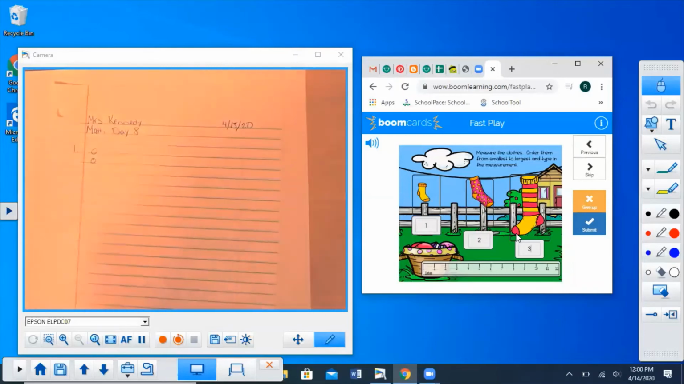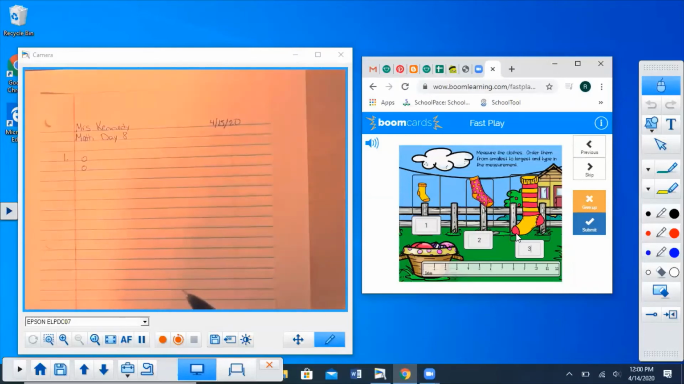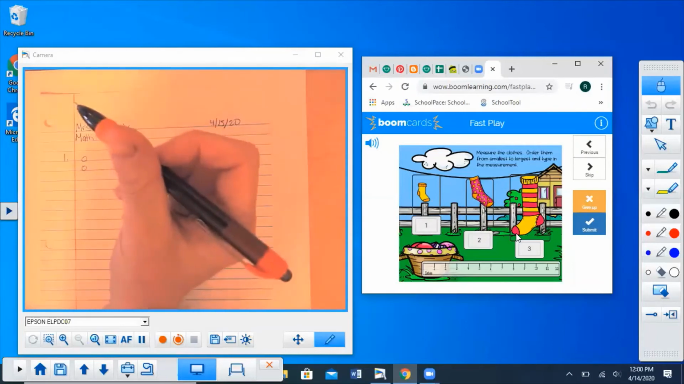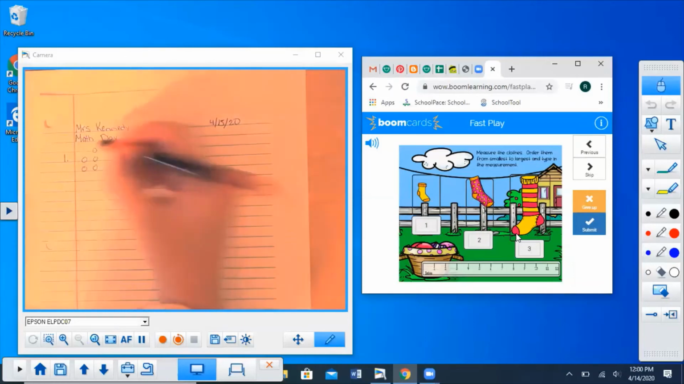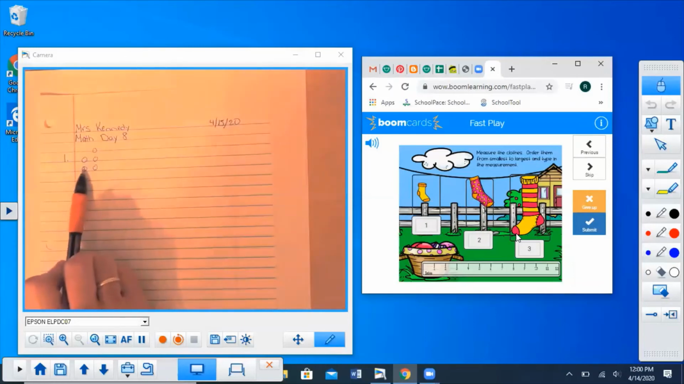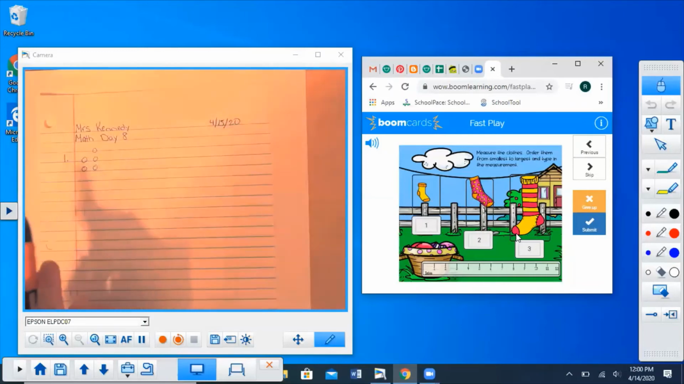How many units long is the stripe sock? Yes, 3. So make sure you draw your 3. All right, so this is the polka dot sock. And this is your stripe sock. Does your paper look like this so far? All right, pause it if you need to catch up.